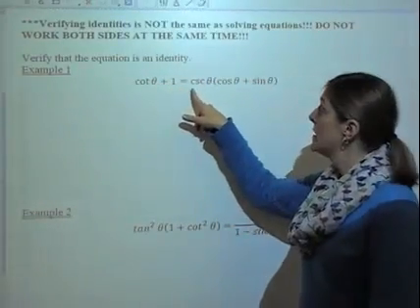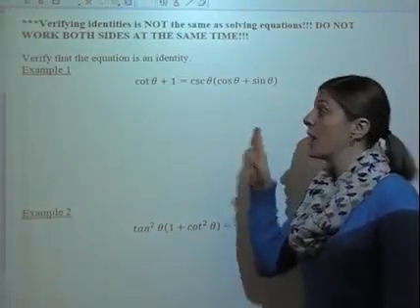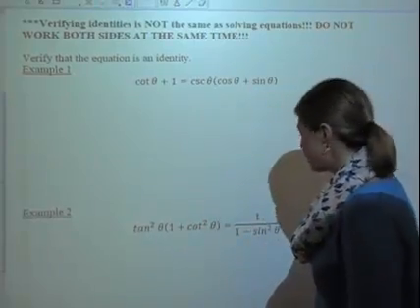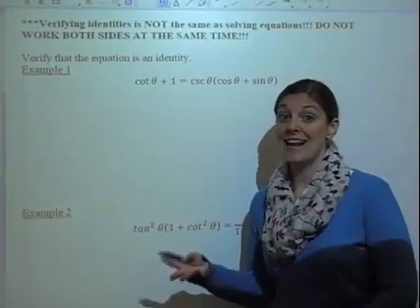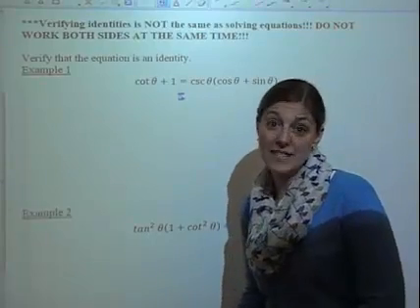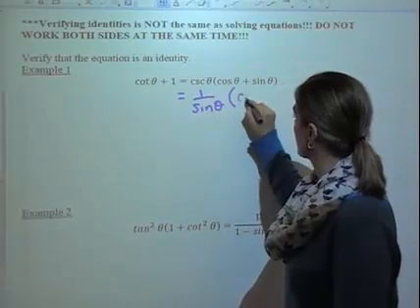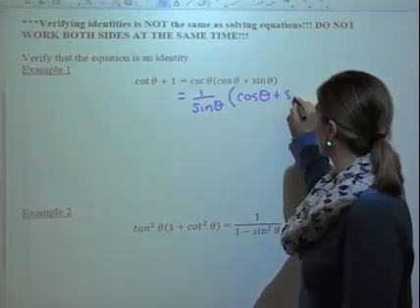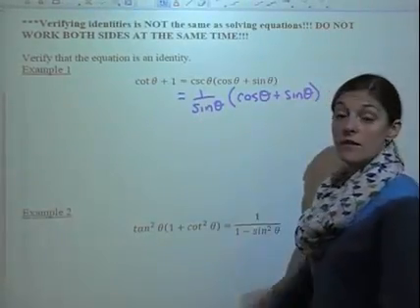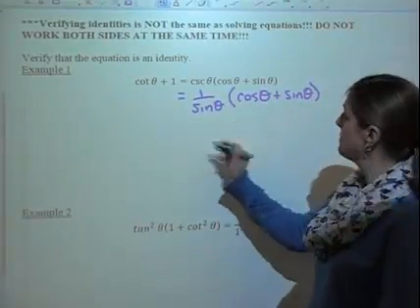Cotangent theta plus 1 equals cosecant theta times the quantity of cosine theta plus sine theta. All right, so the right-hand side looks more complicated. So let's work that side first. One of the easiest things to do is to get everything in terms of sine and cosine. Well, we know cosecant is the reciprocal of sine. So we can change the cosecant to 1 over sine, and then the inside of the parentheses just stays the same. Now we can go ahead and distribute this.